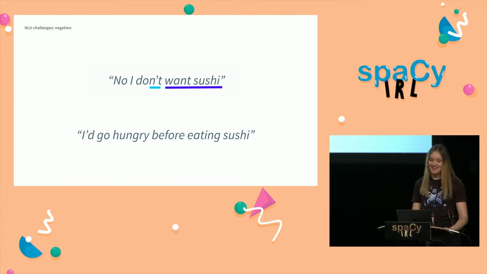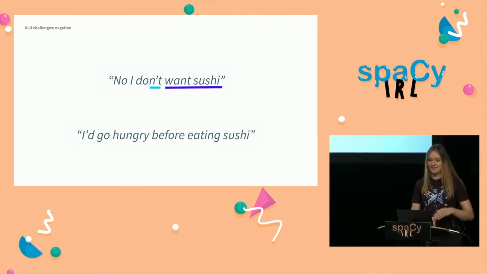Great, but when you try to deal with more natural sentences that we as humans use all the time, for example, "I would go hungry before I eat sushi," where we don't use words like "not" and "don't". So how do you do that? It's actually a really, really difficult problem, and I know it's still a really big part of research.